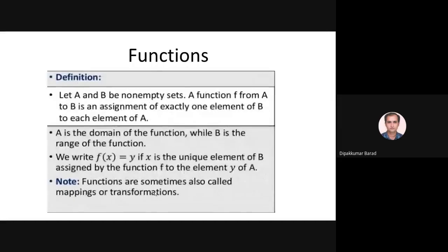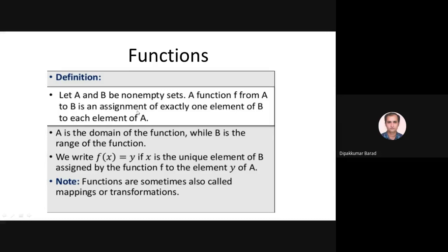Now the definition. Let A and B be non-empty sets. Then a function f from A to B is an assignment of exactly one element of B to each element of A. So each element of A is assigned to exactly one element of B.